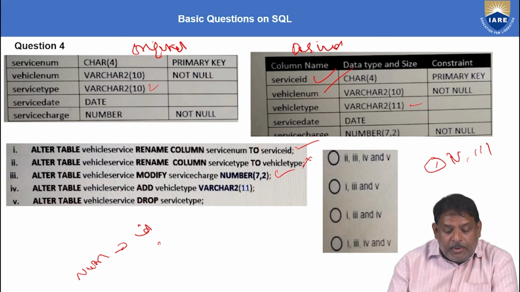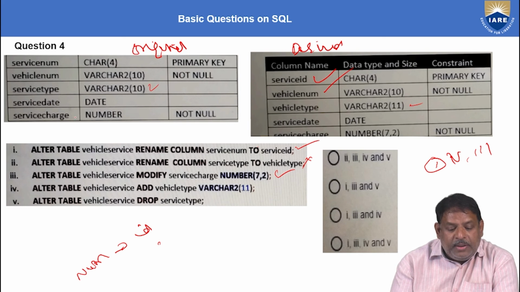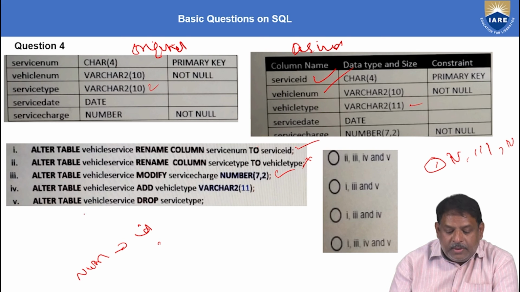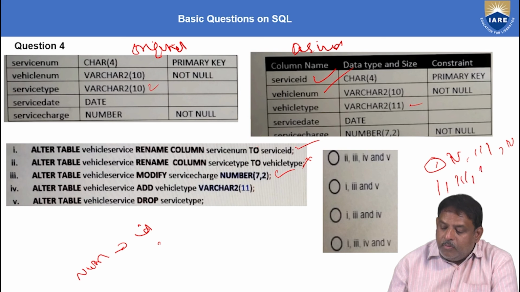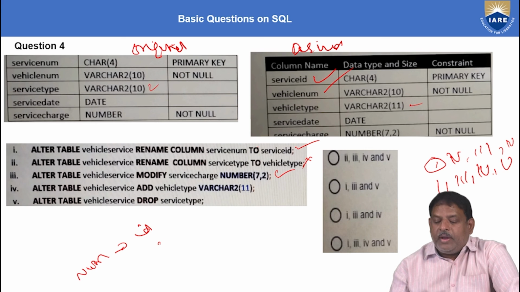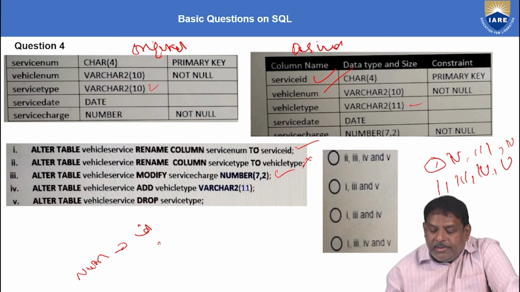Now alter table add vehicle type. Vehicle type is not here, and we added varchar of 2 here. So 4 is also correct. This is drop service type. Service type is not here. So the answers should be 1, 3, 4 and 5.